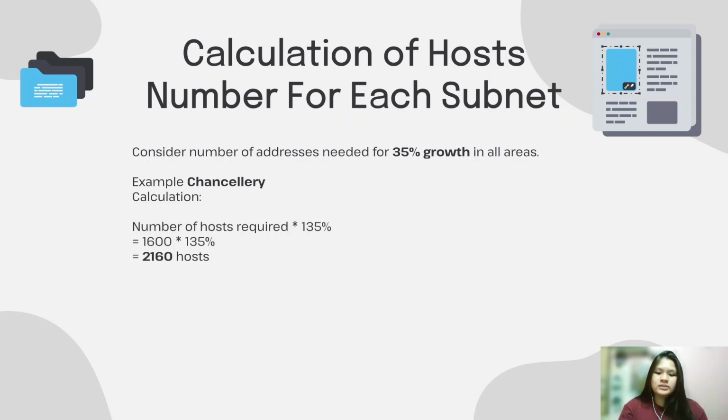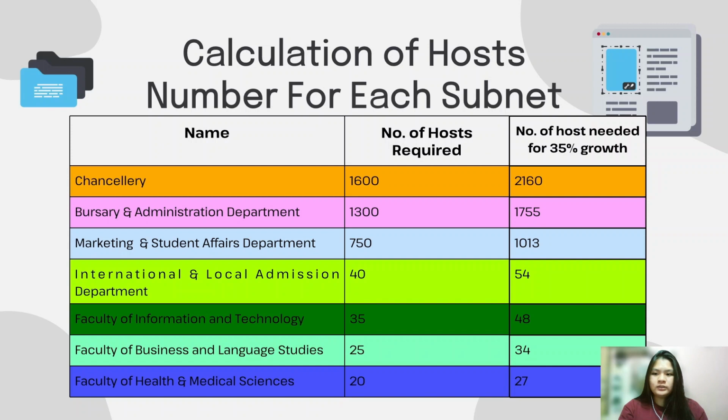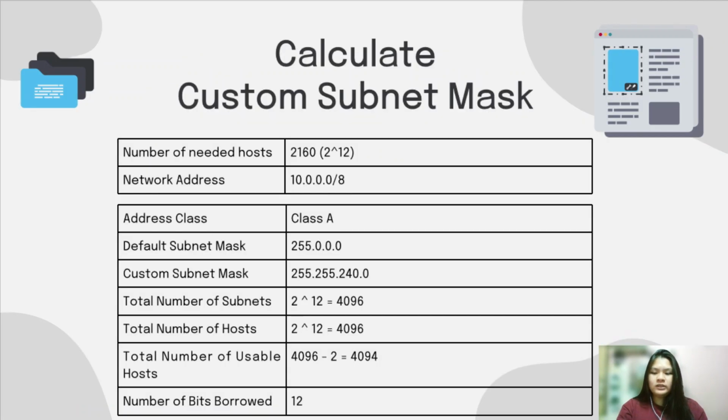Using the sanctuary as the example, we use the original host number 1600 and multiply it by 135% to get the host number after 35% growth, which is 2160 hosts. And here the table shows the host number of 35% growth in each area. After getting the host number, we continue to calculate the custom subnet mask.